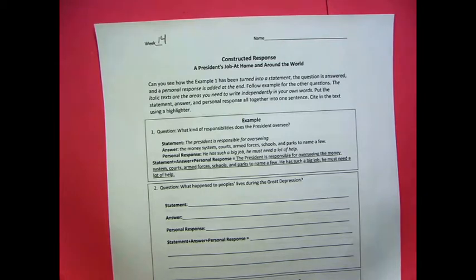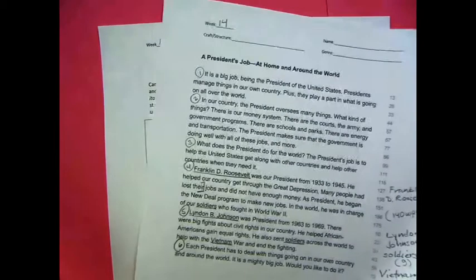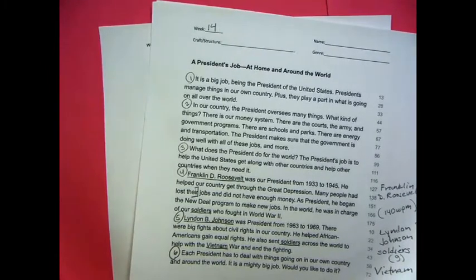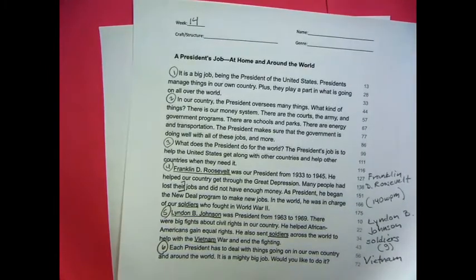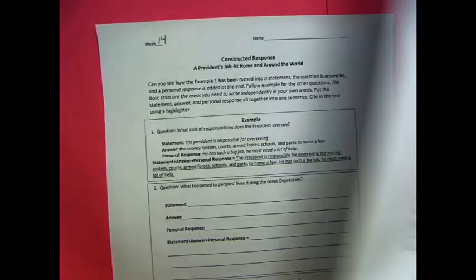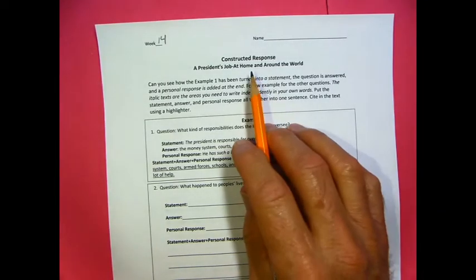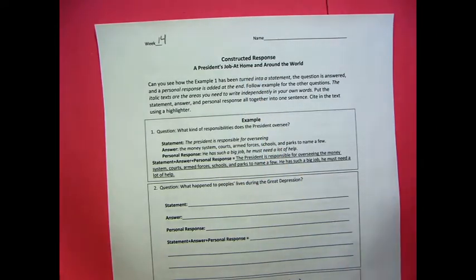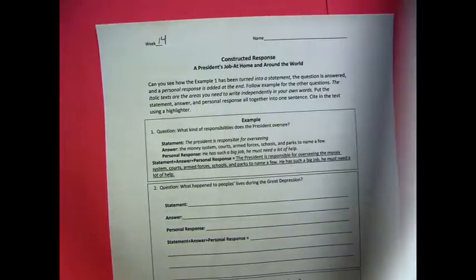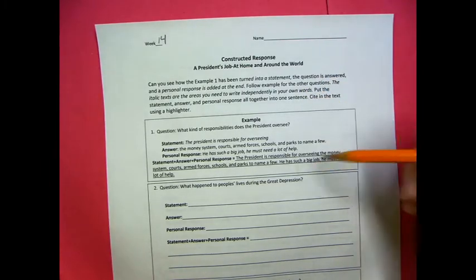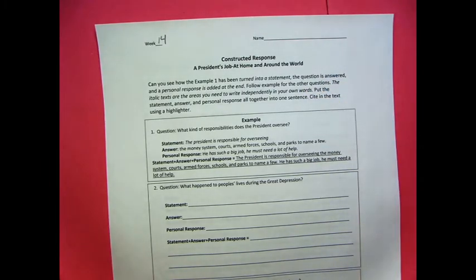We're changing it up a little bit. I'm going to use a president's job at home and around the world for comprehension as well. So your reading assignment this week, your passage, and your constructed response is the same. Your constructed response isn't about a previous passage. It's going to be the passage that you're reading this week. And this is also how it's going to work. You're going to have to be able to get through passages and answer questions in a single sitting. You aren't going to get much of an opportunity beyond that when you're taking a test.